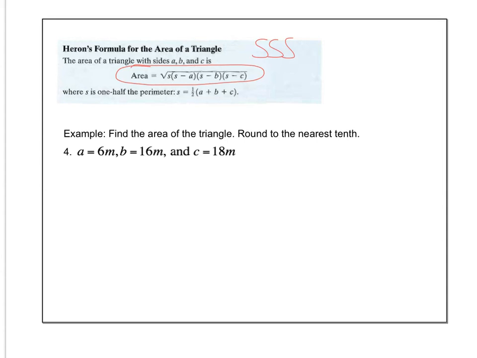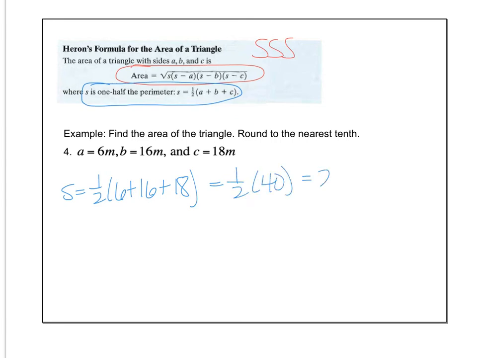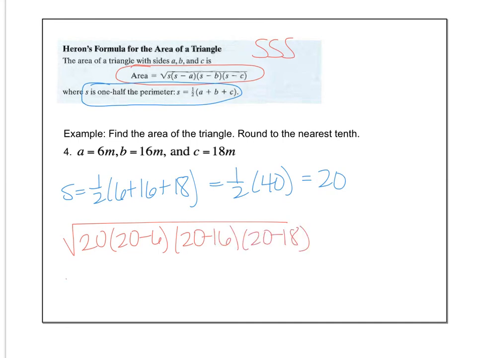So the first thing you have to find is, if you notice in the formula there's this S thing. S is half of the perimeter, so you have to find that first. So S is going to be 1/2 of 6 plus 16 plus 18, which is 1/2 of 40. So S is really 20 here. And then we can go ahead and plug into that area formula that says it's the square root of 20 times 20 minus A times 20 minus B times 20 minus C. And we get the square root of 20 times 14 times 4 times 2.